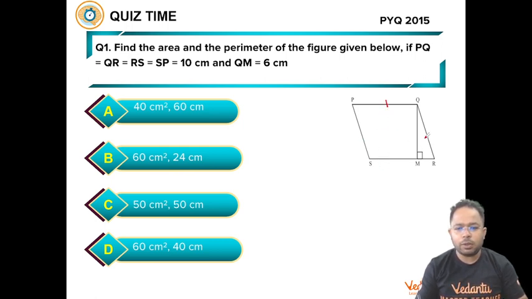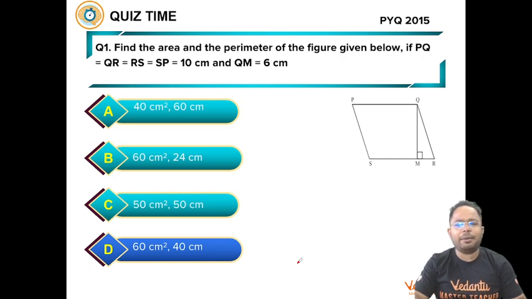So you have to find the area and the perimeter of this given figure, where PQ is equal to QR is equal to SR is equal to SP. I'm very sure you are aware of this figure. That's a rhombus. All right, I'm hoping that you have got the answer and written it in the chat box. So let's look into the answer. Yes, option D is absolutely correct. That is, area is 60 centimeter square and the perimeter is 40 centimeter.